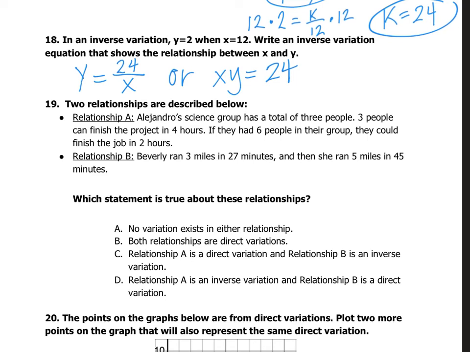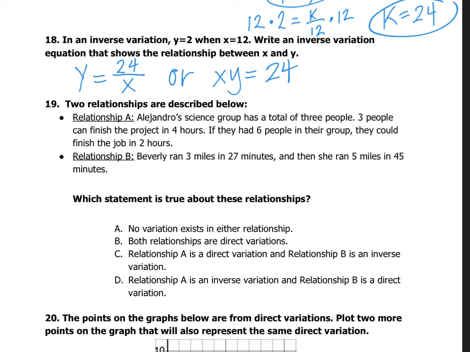Relationship B, Beverly ran 3 miles in 27 minutes, and then she ran 5 miles in 45 minutes. Which statement is true about these relationships? So then we have options that say that there's no variation in either relationship. Both have direct variation. Relationship A has direct variation. Relationship B has inverse variation. Relationship A has inverse variation, and relationship B has direct variation.